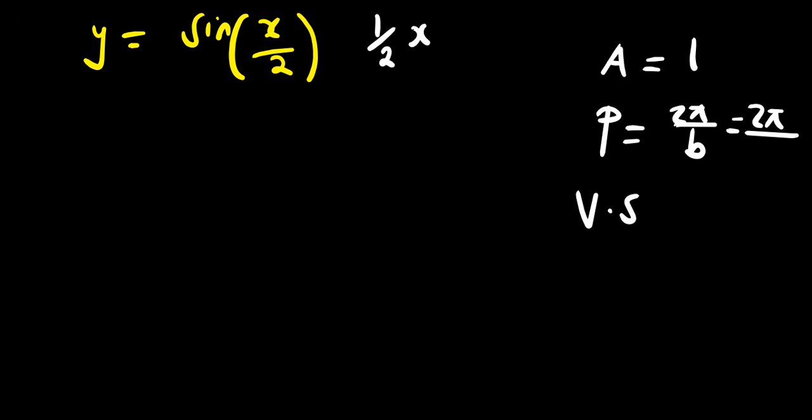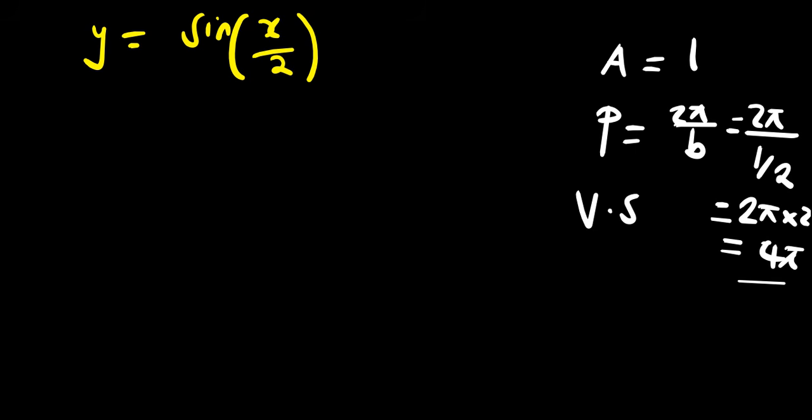the number attached to x is a half. So we're dividing 2 pi by a half, and when you divide by a half you multiply by 2. So 2 pi multiplied by 2 is just 4 pi. That's where our graph is going to end. Then our vertical shift shows where our graph is going to start from. In this case it hasn't shifted anywhere, so it is just 0.